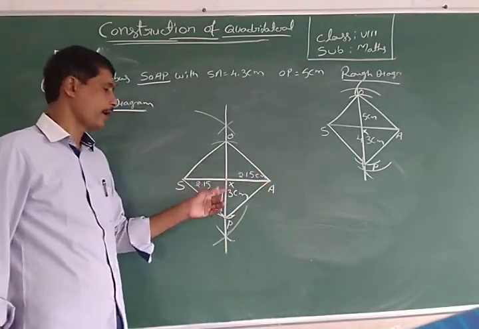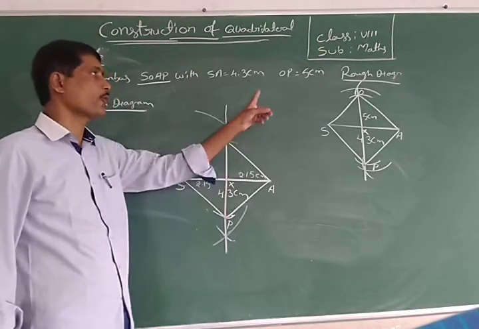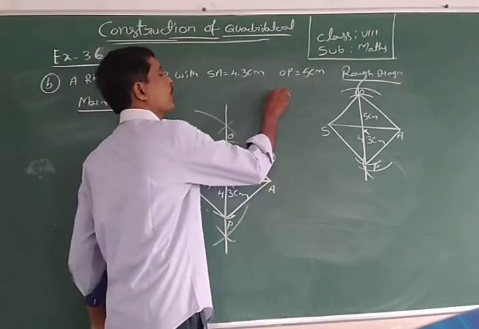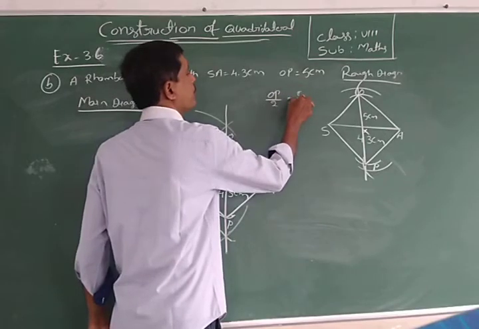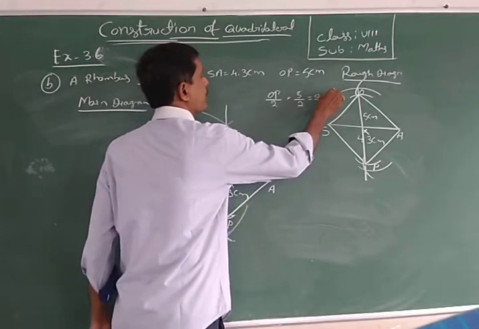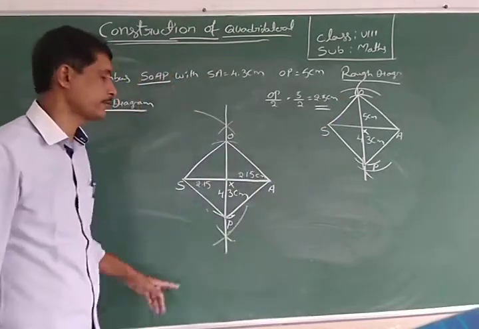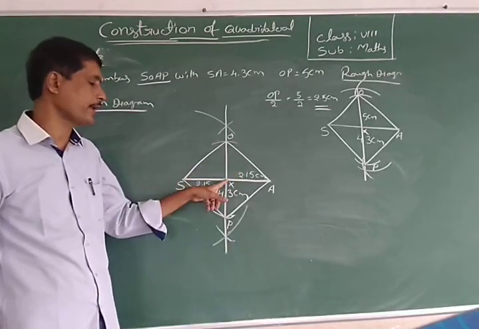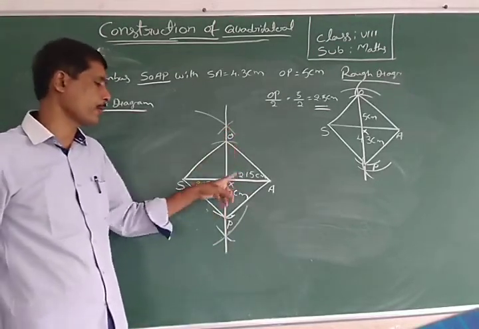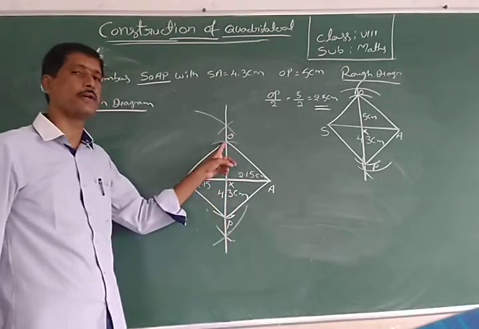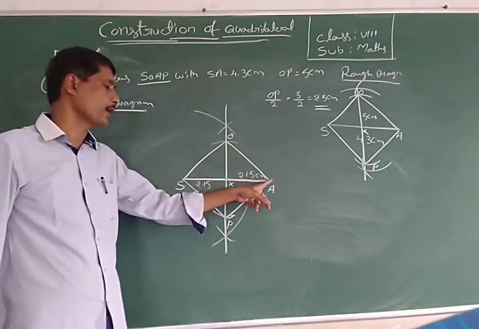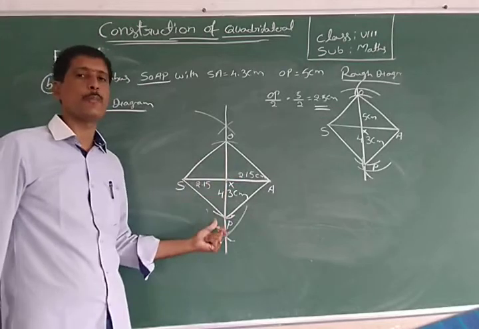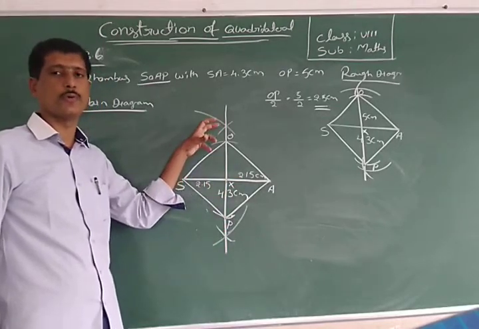Next, take X at the center. OP equal to 5 centimeters is given. Therefore, divide into 2 equal parts, OP by 2 equals 5 by 2, that is 2.5 centimeters. Take X at the center, draw the arc with 2.5 centimeters up, and 2.5 down. The point is O, here the point is P. Therefore, join SO, OA, AP and SP. Therefore, it forms a rhombus SOAP.